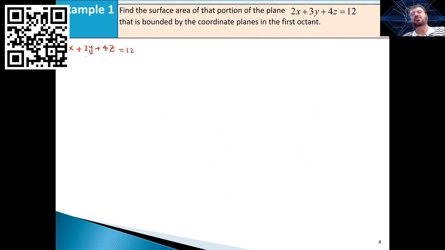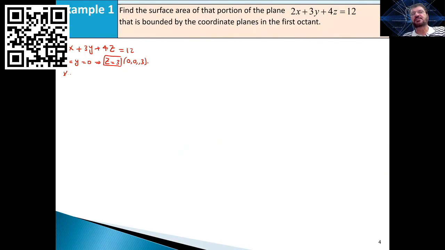Equal to 12. How do you graph this one? We know this is going to be a pyramid. If we let x equal y equal 0, then what do we get? 4z is equal to 12. This will give us that z is equal to 3. So that means when x is 0 and y is 0, z is 3.